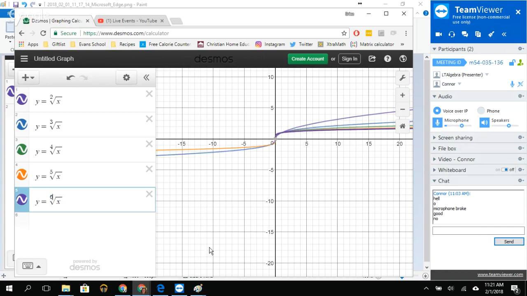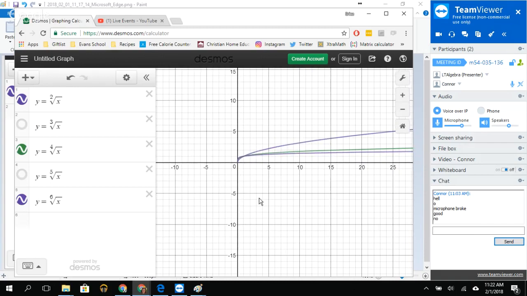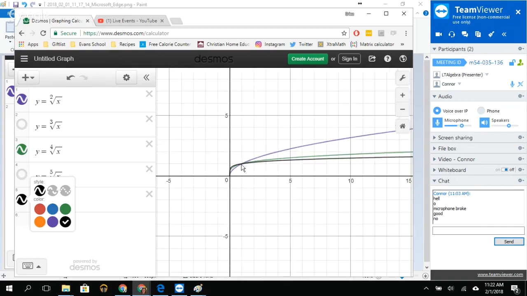Yeah, let's do that. Oh, that's fun to see, right? So if I turn on only the even roots, so the square root of 2, square root of 4, and square root of 6, they're all in the purpley green category. We'll change that one to black. There we go. So you can see that all of the functions operate a little bit differently, right?